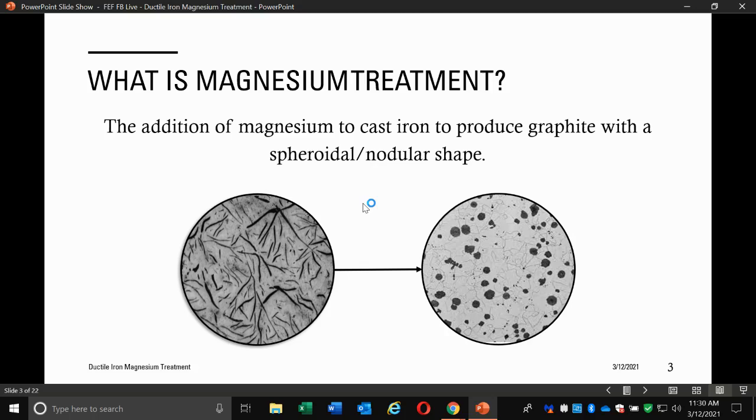magnesium. So, first, magnesium treatment is the addition of magnesium to iron to produce a microstructure containing graphite spheres or nodules. Without magnesium, the iron would solidify with a flake graphite shape, as you can see over on the left picture here. That's gray iron, which is typically your base material for ductile iron, and you'll treat with magnesium to create this spheroidal or nodular shape.